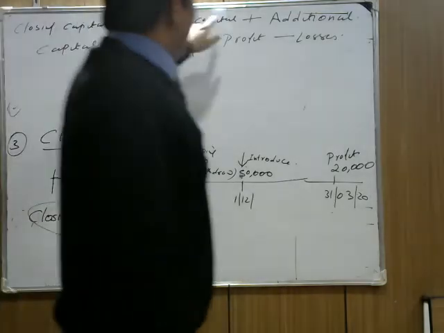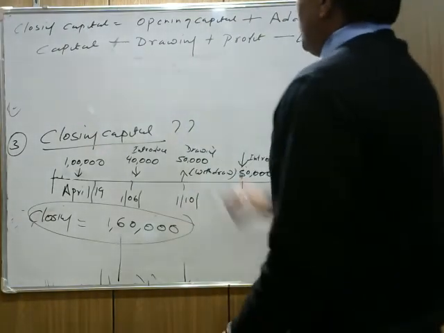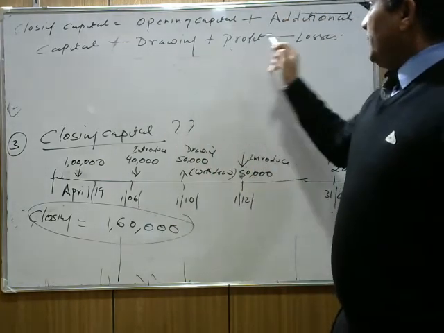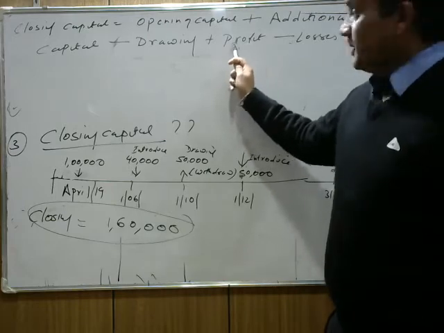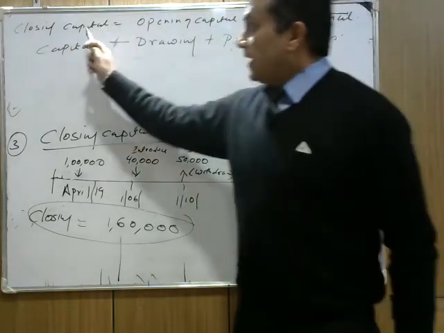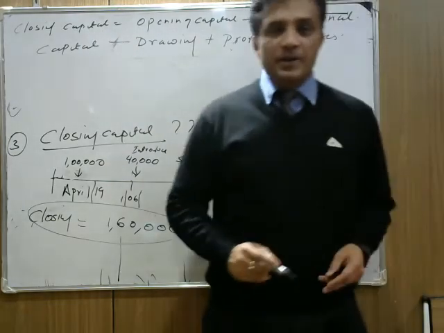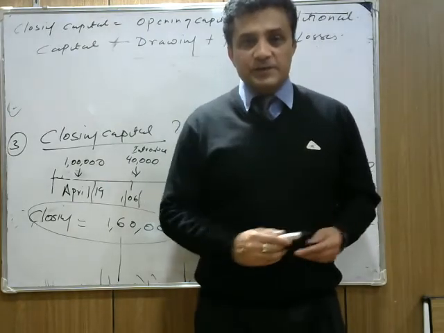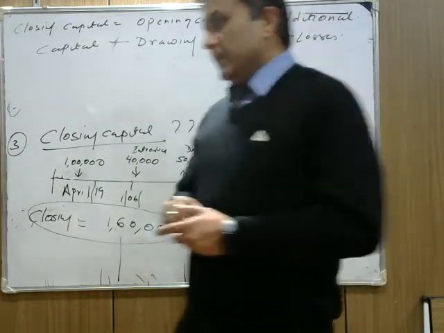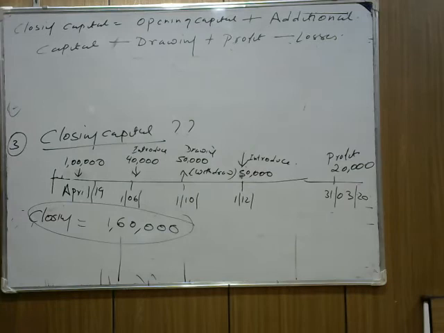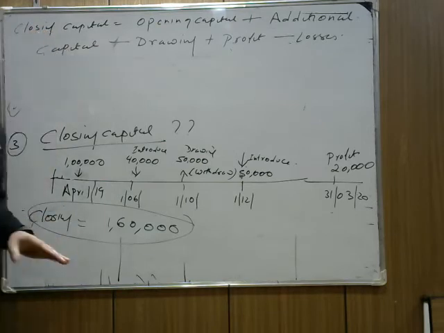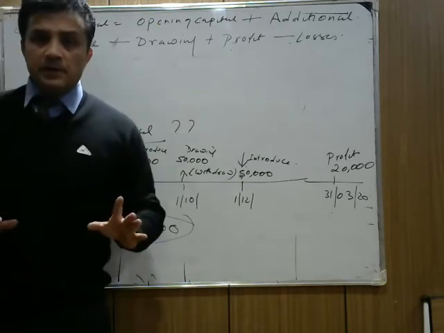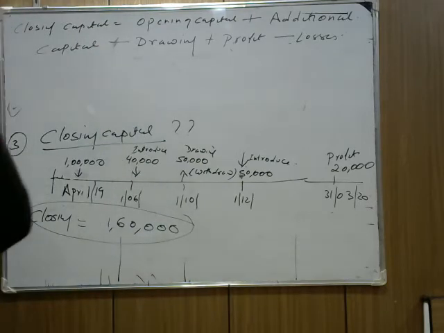So closing capital is opening capital plus additional capital minus drawing plus profit minus loss. If profit is given, it will be added, and loss will be subtracted. That's how we get the closing capital. I hope it's clear. Okay, perfect. Next, do you understand this part? Now note down one question.